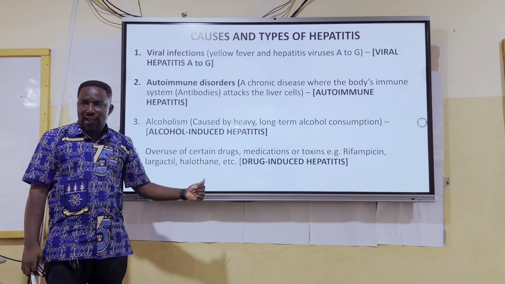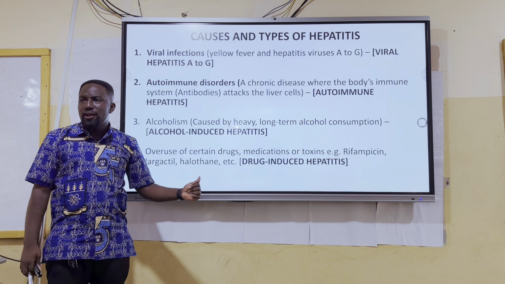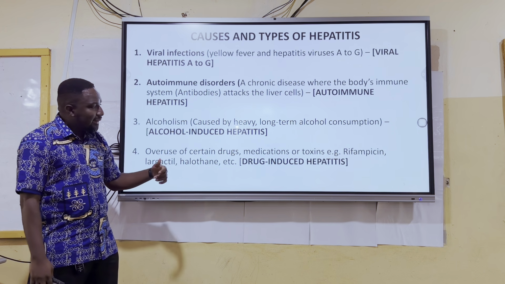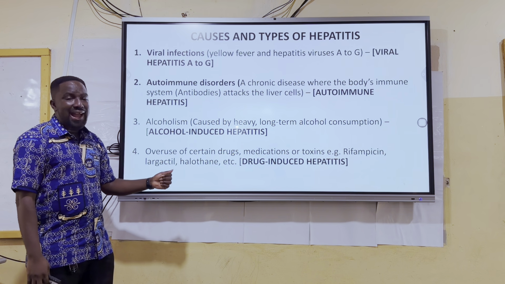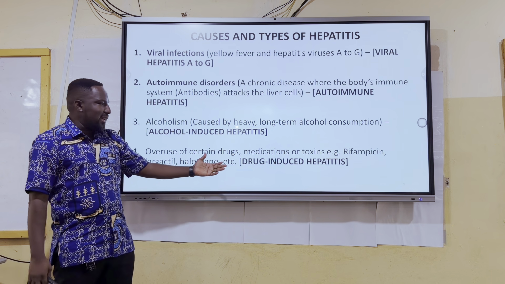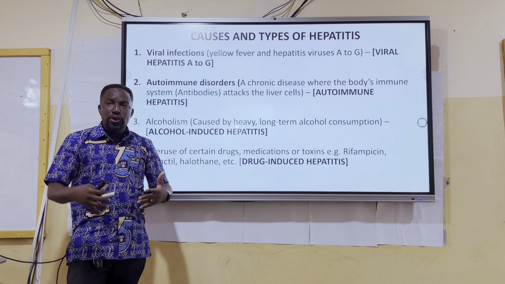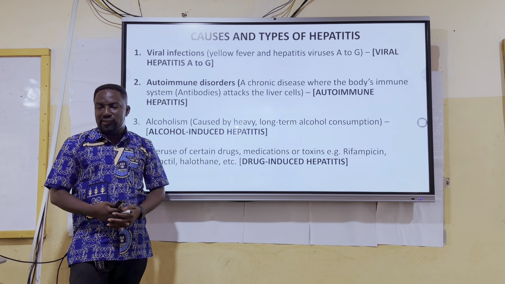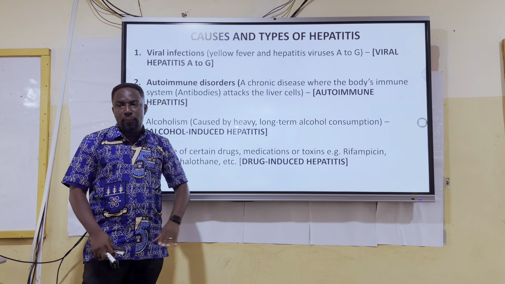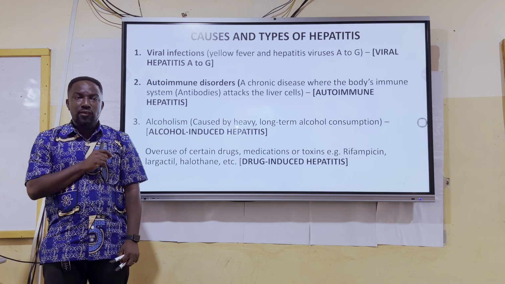And so here, the caution is on what? Self-medication. As nursing students, anytime we are sick, we always want to go to the pharmacy and buy our own drug without seeing the doctor for the right prescription. If you are somebody who normally does that, you stand a higher risk of causing an injury to your liver. So overuse of certain drugs, medication, and toxins like rifampicin, all these drugs, when you overuse them, can cause an inflammation of the liver. And that type of hepatitis is what? Drug-induced hepatitis.